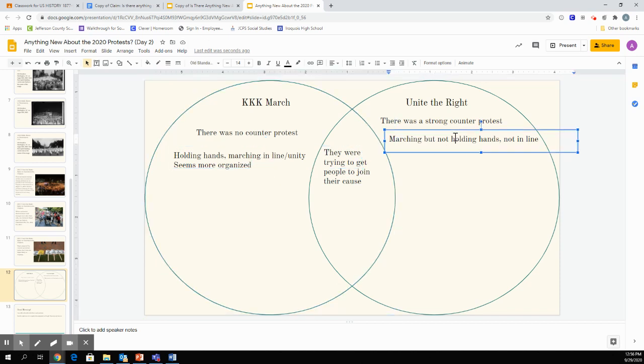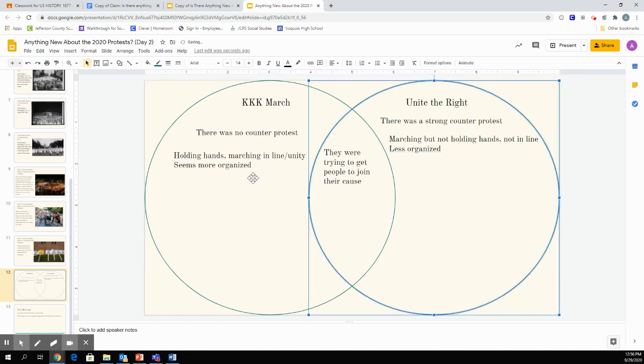Because then on the other side, you say, well, in the Unite the Right rally, people were marching, but they weren't holding hands. They weren't in line, and they seemed less organized. So that's a difference between the two events. So you can say that these events are very different because of that, just based on that.